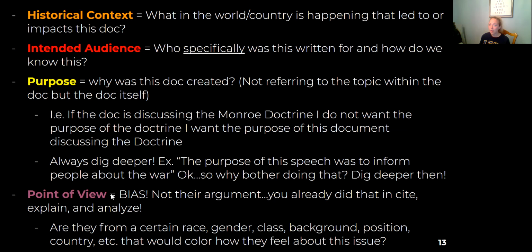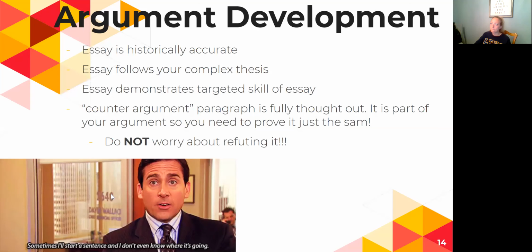And you're like, well, yeah, he's a Southerner. His whole economic life depends on slavery. So of course he's going to be biased and try to justify slavery by any means necessary. Boom. You're calling him out on the bias. So again, not argument, but taking a step back at that person and what about them could shape the document. And the last point overall is argument development.